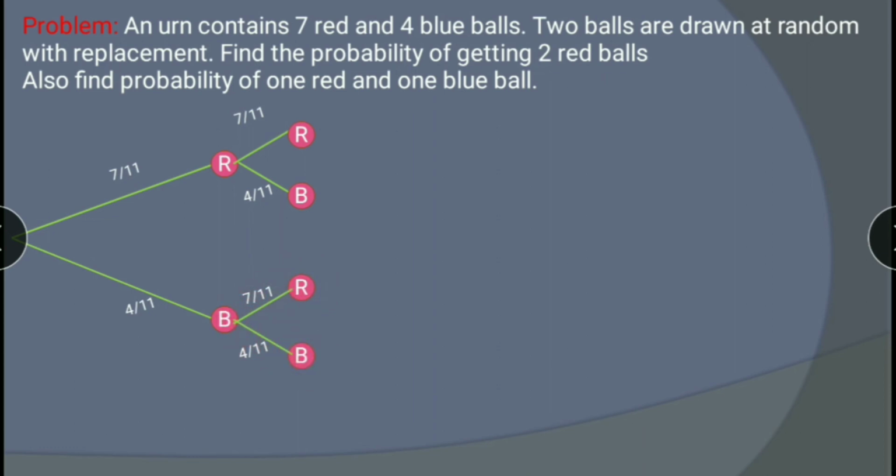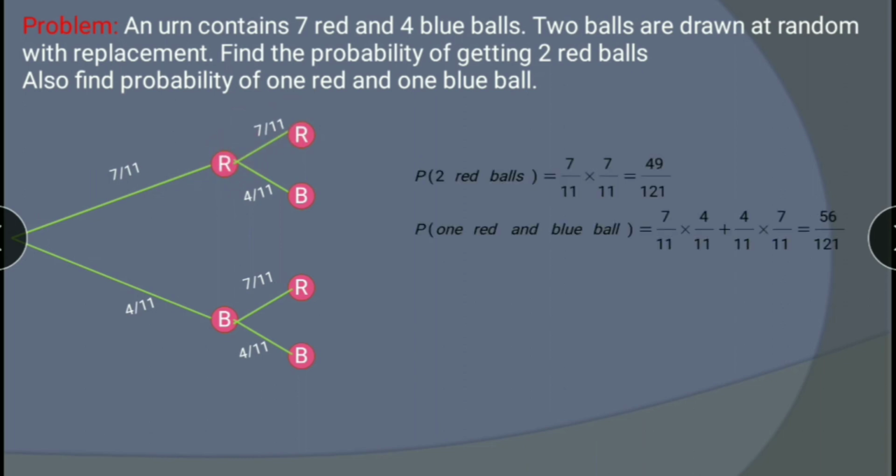Now we have to find the probability of getting 2 red balls. That means in the first draw we get a red ball and in the second draw also a red ball. It's very easy: 7 by 11 into 7 by 11. So the probability of 2 red balls is 7 upon 11 into 7 upon 11, which is 49 upon 121.